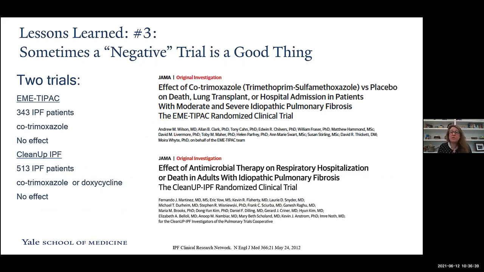Similarly, these are recent studies that came out. There had been a lot of interest in giving people regular antibiotics as a way to try to reduce exacerbation and treat pulmonary fibrosis. And ultimately, 2 negative trials have shown that that's not really what we should be doing, that regular antibiotic use should not be given and is not helpful.